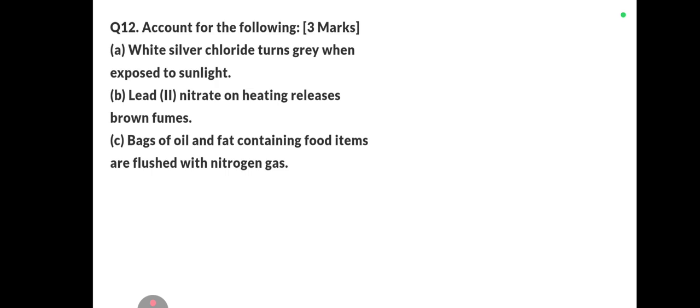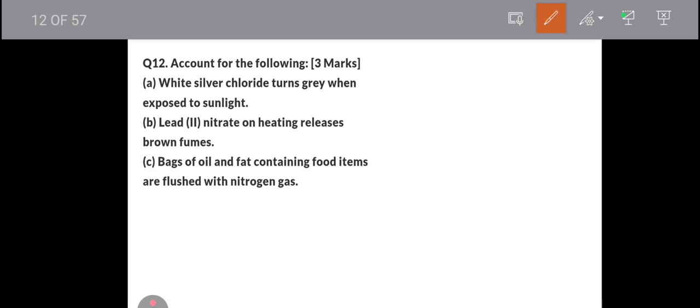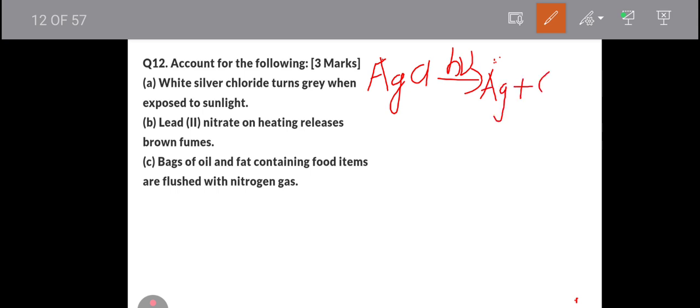Account for the following. White silver chloride turns grey when exposed to sunlight. This question we have already discussed. So silver chloride, AgCl, once we keep it in the presence of light, we will be getting what? Silver, Ag, plus chlorine gas will be liberated. So since there is a formation of silver here, the color has changed from white to grey.